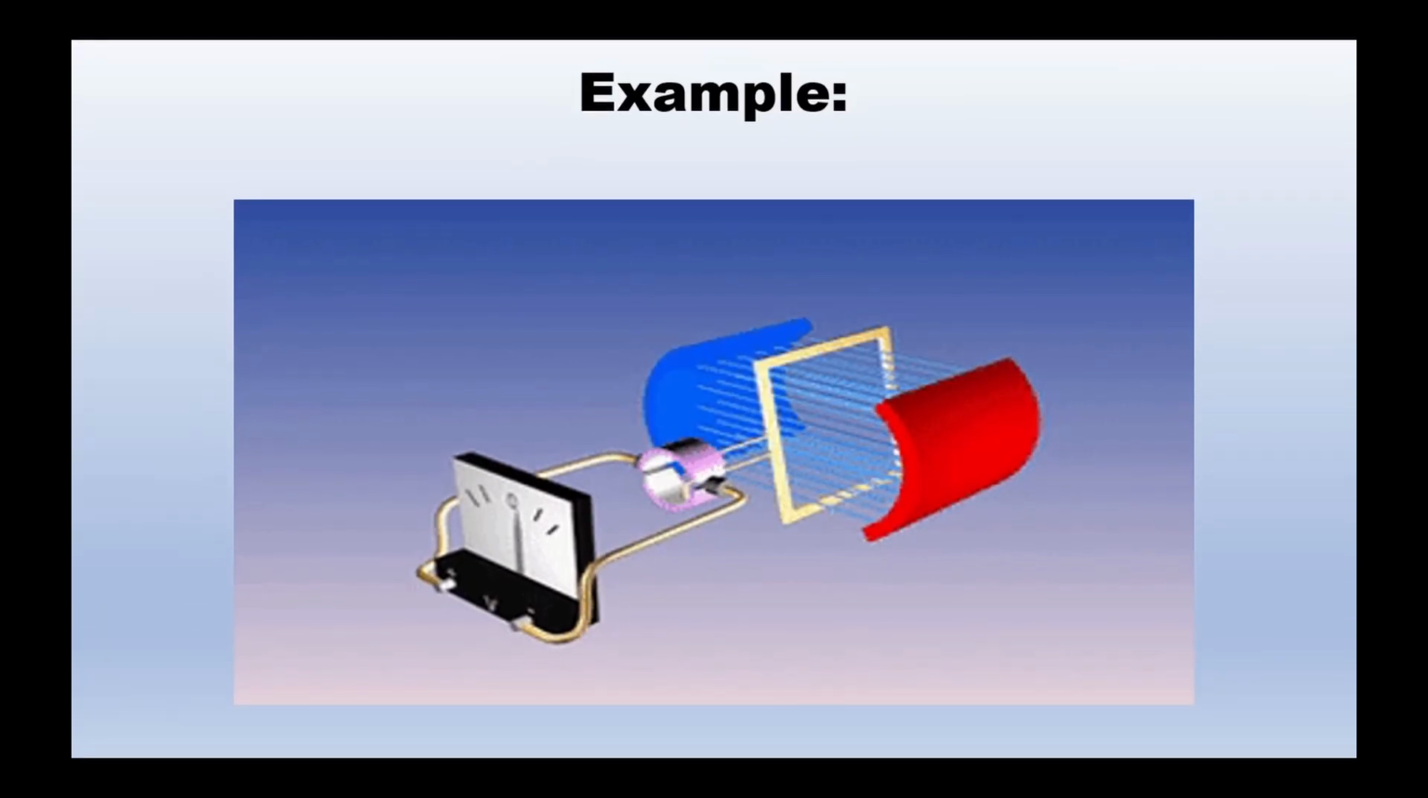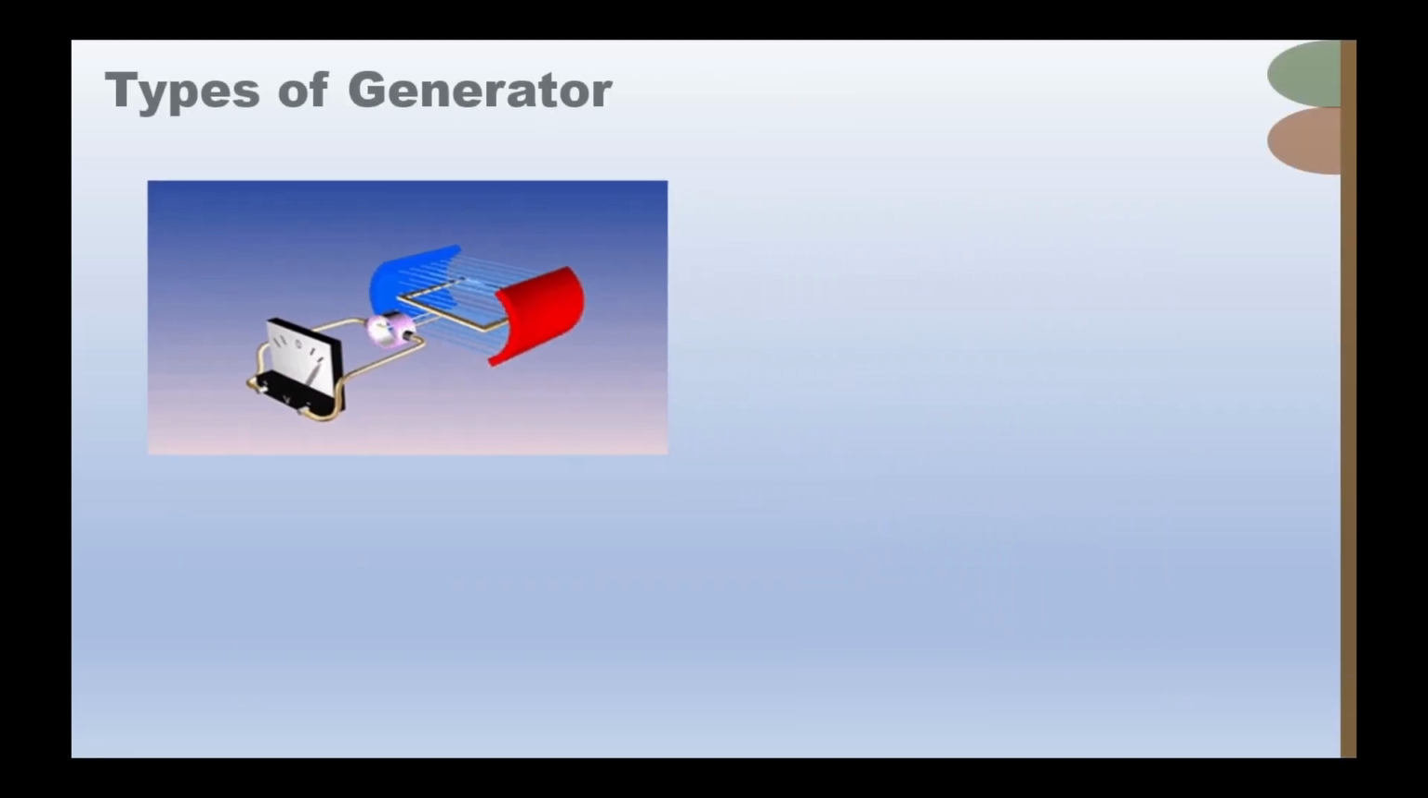This is an example of an electromagnetic generator. The thing that rotates is a coil placed in the magnetic field. The magnetic field is from north to south pole. And when the coil rotates, it creates electricity. And there are two types of generators.